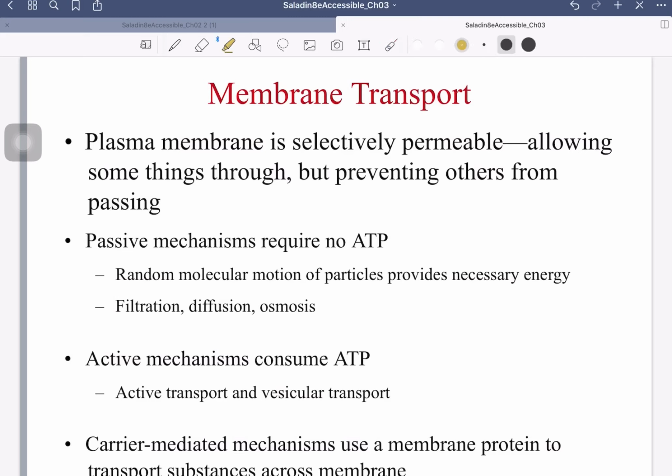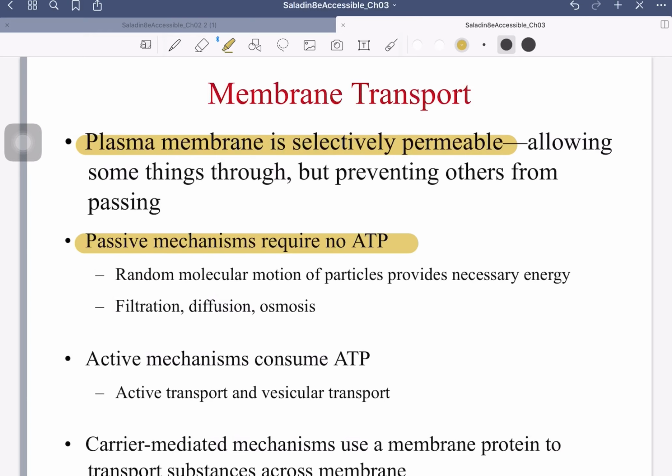So let's remember that the plasma membrane is selectively permeable. So it allows some things to pass through. Some things can just rapidly cross cell membranes because of their chemistry. And we could break all the mechanisms into two big groups. Does it use energy, or is it able to do it without any energy? We'll look at the passive mechanisms first.